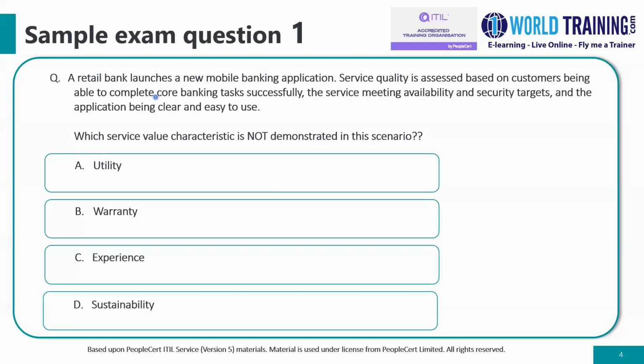Then it also has the service meeting availability and security targets. These are the core elements of warranty or fitness for use. The service is available, secure, and reliable to the agreed standard. And the application being clear and easy to use, that is about the experience. It's about how the service is perceived during the interaction. So sustainability is not demonstrated in the question. And therefore D, the last choice, would be correct.